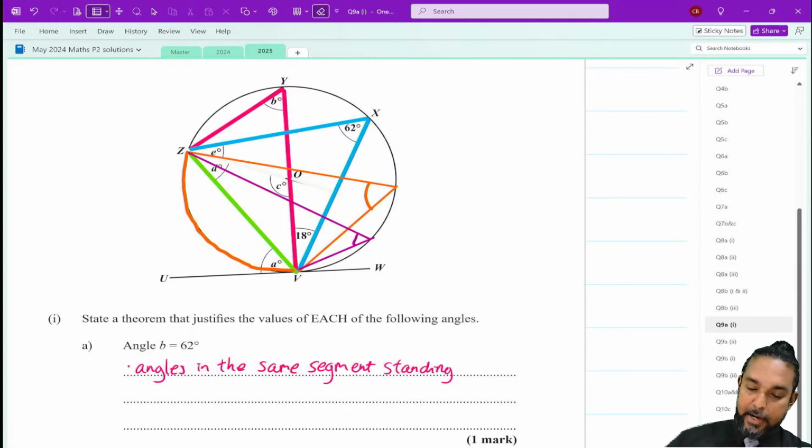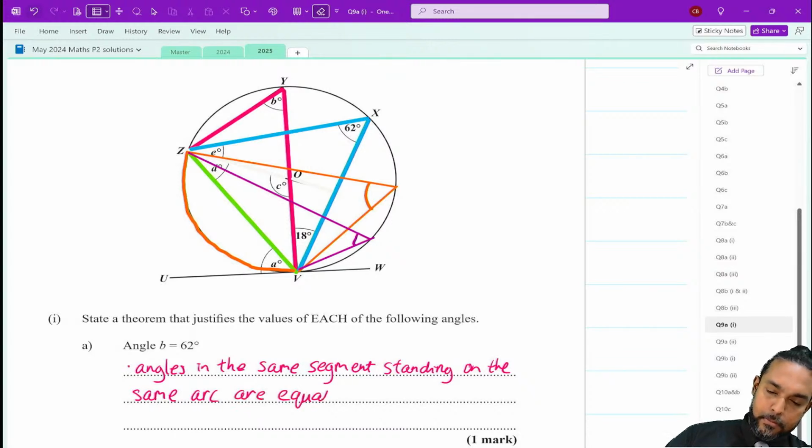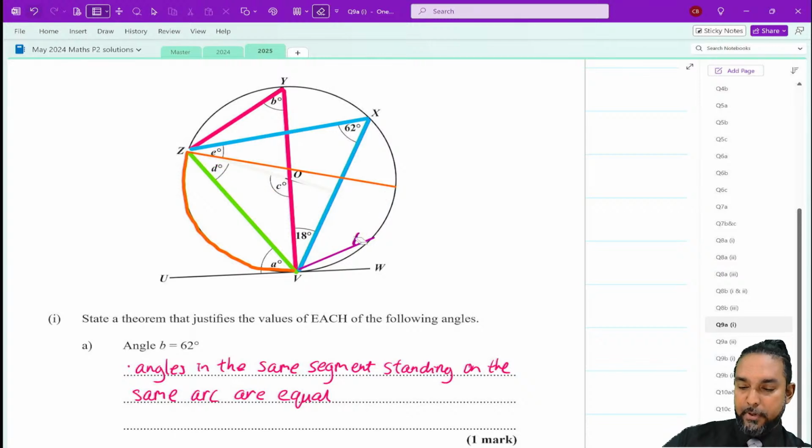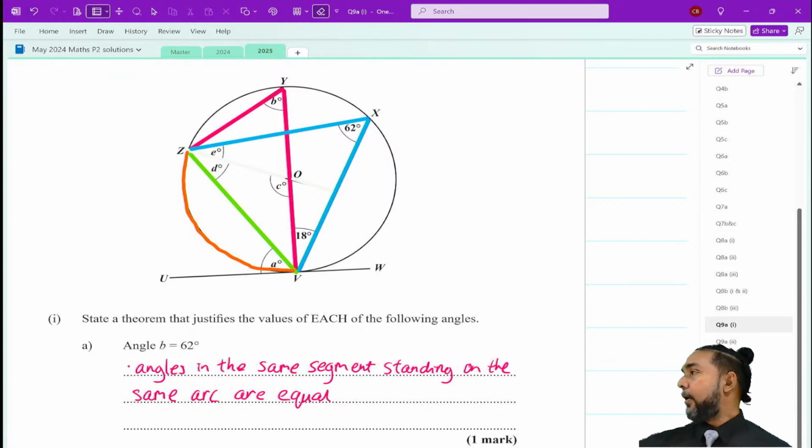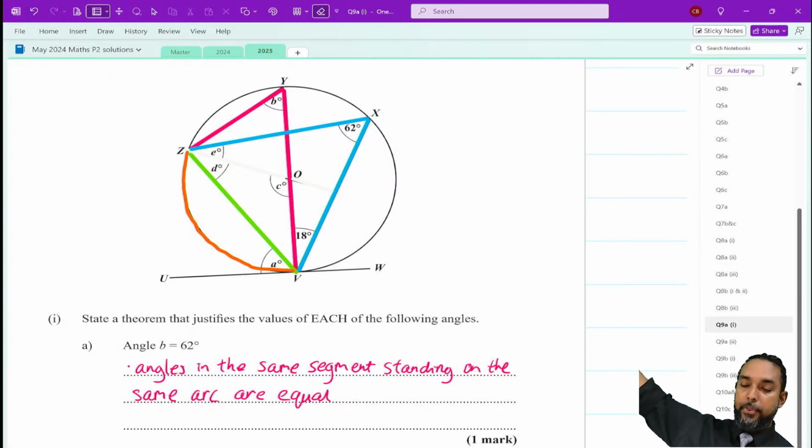Angles in the same segment standing on the same arc are equal. We'll take off the extra lines here. Okay, cool. In class, are we okay with that first one there? Why B is 62? Any questions? Anybody? Anything? No? All right.